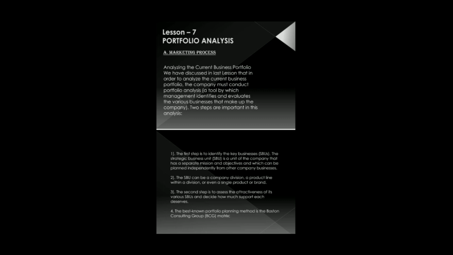The strategic business unit is a unit of the company that has a separate mission and objectives and which can be planned independently from other company businesses. The SBU can be a company division, a product line within a division, or even a single product or brand. The second step is to assess the attractiveness of its various SBUs and decide how much support each deserves. The best known portfolio planning method is the Boston Consulting Group BCG matrix.